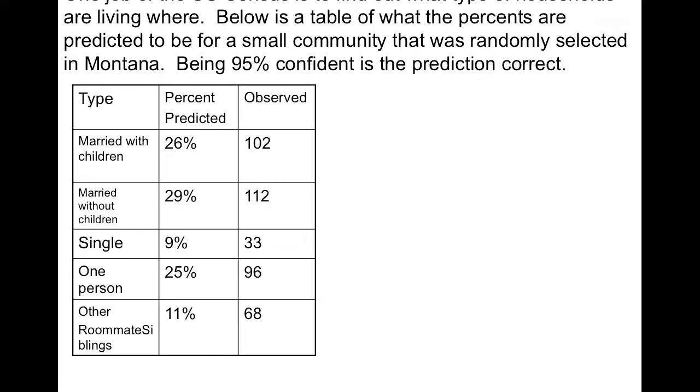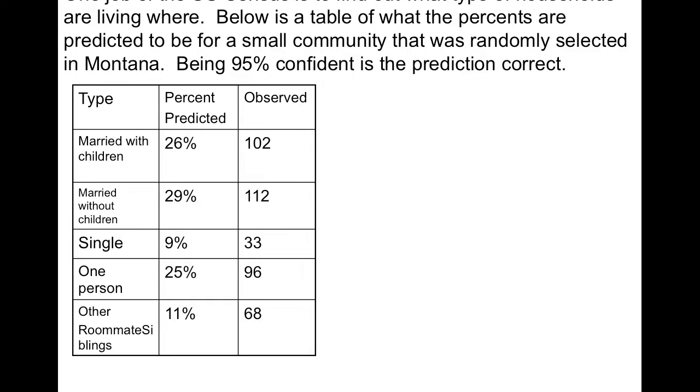Okay, so the example we're looking at: one job of the U.S. Census is to find the type of households. Type of households are living where, and in this one, it's not saying that each household type is equal like it did in the colorblind example. The colorblind example had each category being equal. For this example, you're going to have to calculate the expected value a little differently.